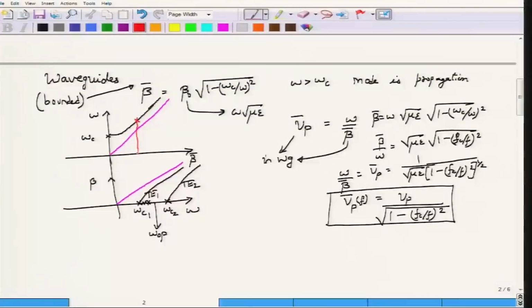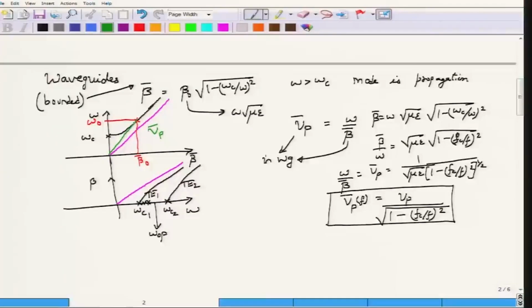I know that corresponding to this there would be a corresponding beta bar 0, and this is the operating frequency omega 0. If I were to draw a line, okay, so this red line would correspond to that. If I were to take the slope of this line, which would be omega 0 by beta 0, that would be the phase velocity V p. So, what I have obtained is the phase velocity V p bar.